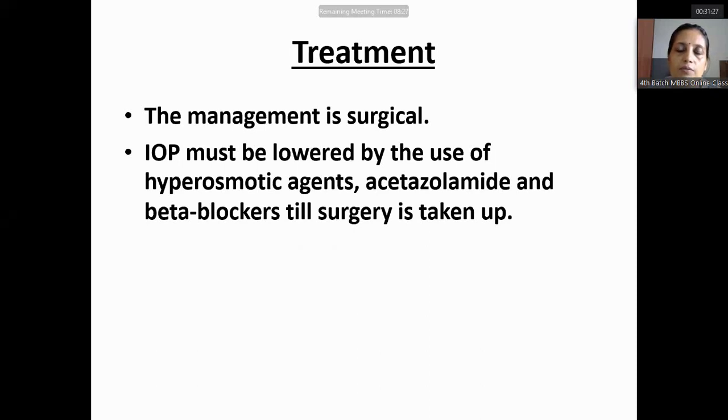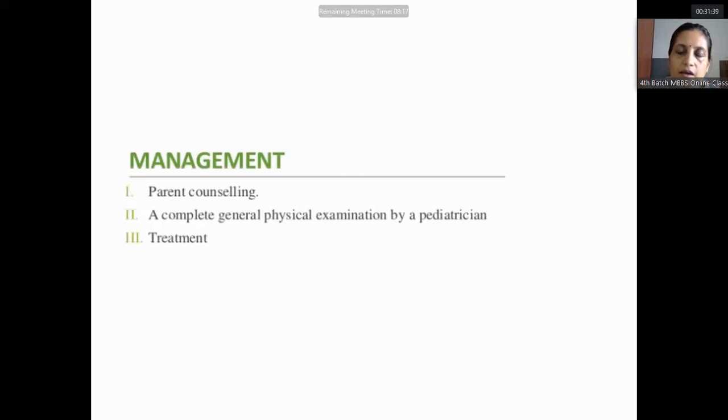Because if the IOP is very high, then we cannot go for the surgery at that time. So we have to use some medication to drop the intraocular pressure. Then the final treatment is the surgical treatment. Besides that, parents' counseling is very important. One set of operation is not the full treatment for the child. We have to go for a second setting of operations and any other operations following the complications. Amblyopia management, there are many other consequences and sequelae, so that counseling is a very important part.